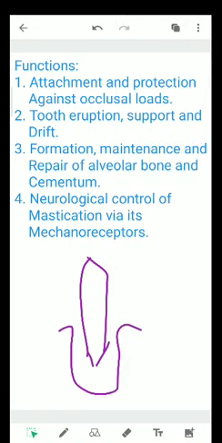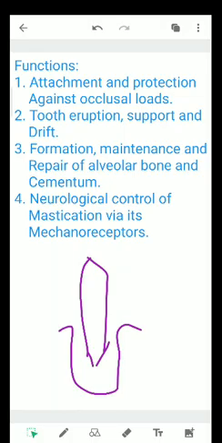And for the functions, we have 4 major functions: attachment and protection against occlusal loads. It's mastication or whatever you place in your mouth to chew. For the attachment and protection against these loads, the periodontal ligament plays a major role. Tooth eruption, support and drifts, formation and maintenance and repair of alveolar bone and cementum. We have talked about that. And neurological control of mastication via its mechanoreceptors, right?